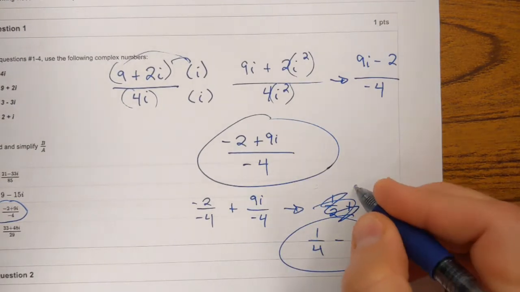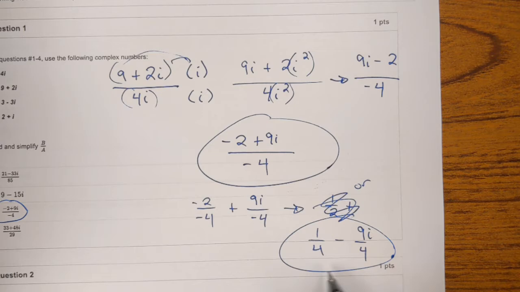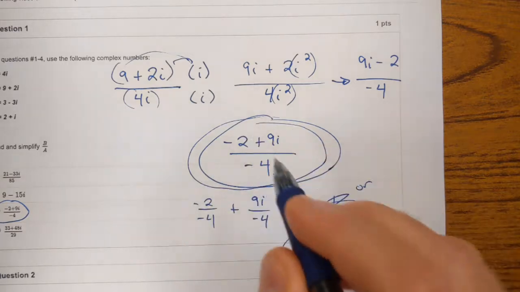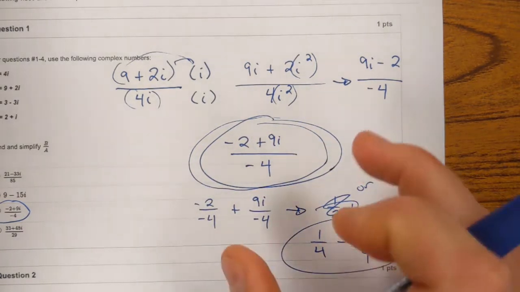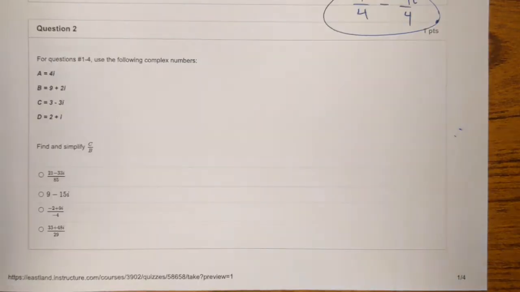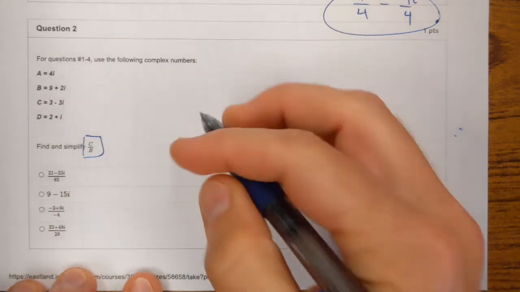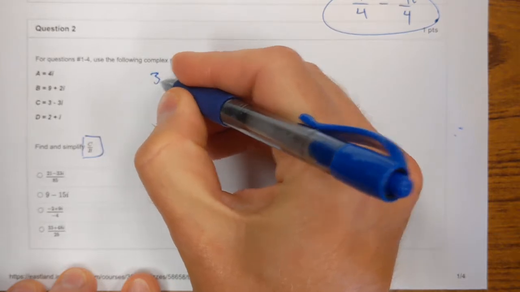So some teachers might insist that you write it as this, a little bit more of a simplified fraction. As far as I'm concerned, I'm content right now. We're just going to leave our answer right here, combined into 1 fraction. So question 2 now, we have to find c divided by b. And this one is going to be trickier.